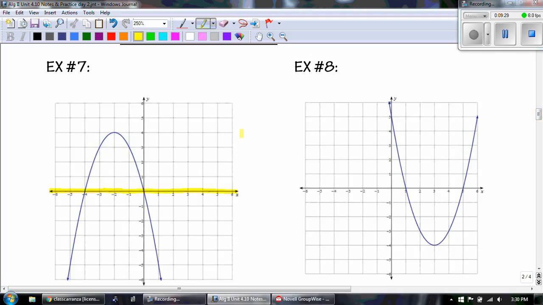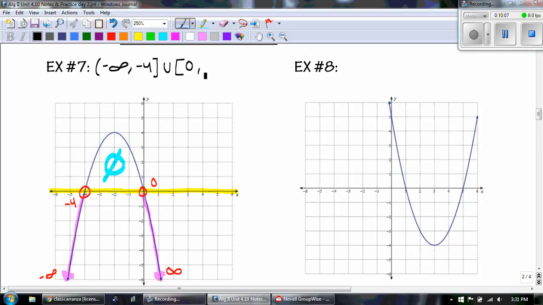So there's our x-axis. I want to know, when are we below now? Okay? I do not want to know when we are above. Okay? Not that part. So we are below from negative infinity to negative 4, and then there's that break, and we pick up again at 0 to positive infinity. So negative infinity to negative 4, my break, and then from 0 to positive infinity.